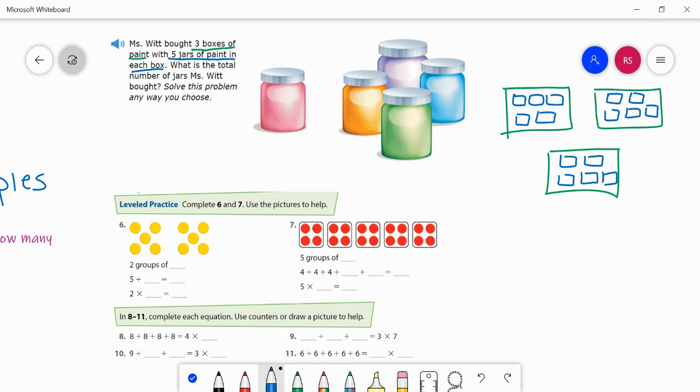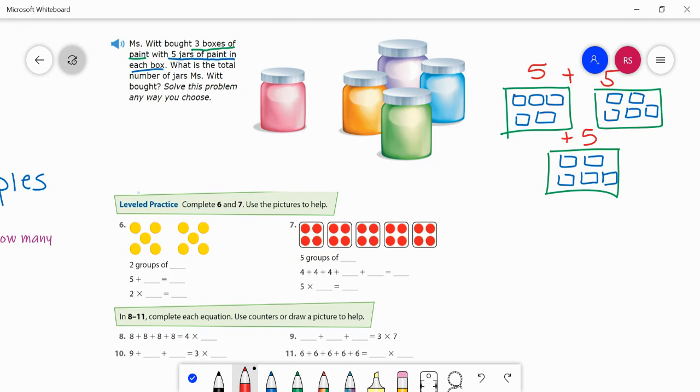All right, now that we're back, we've thought about what we would do. I want you to remember what lesson this is. We're talking about repeated addition and how it connects to multiplication. So I could do this a couple different ways. I could say, okay, I know I have 3 boxes and each box has 5 jars of paint in it. So I could do 5 plus 5 plus 5 more, right? Because that's 5 jars in the first box, plus 5 jars in the second box, plus 5 jars in the third box.